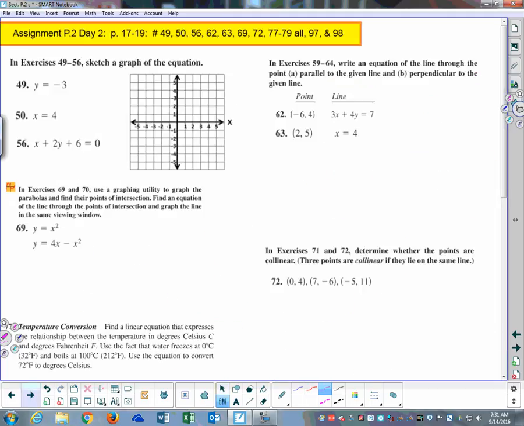All right, there's the homework, and you will have to write some of those equations like we did at the end. Good luck.